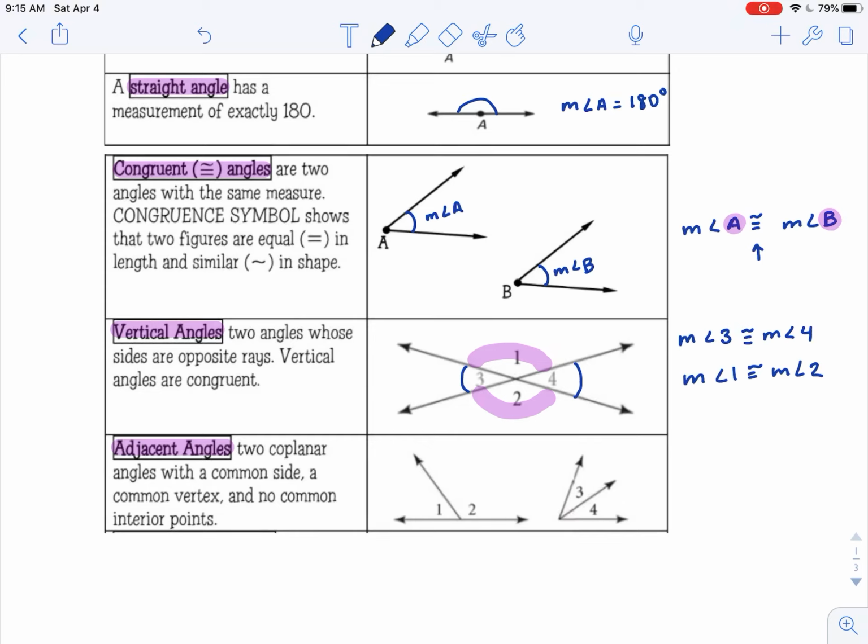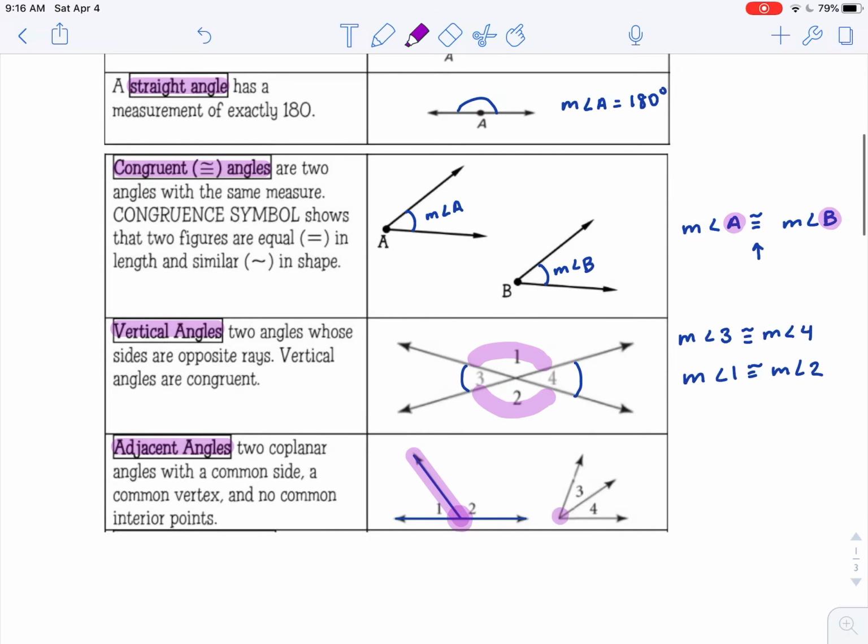Next we have adjacent angles. Two coplanar angles with a common side, a common vertex, and no common interior points. So adjacent angles are two angles that are right next to each other that share a common side and vertex. They share this common side right here, and they share this common vertex right there. Same with this other angle. They share this side, and they share this common vertex.